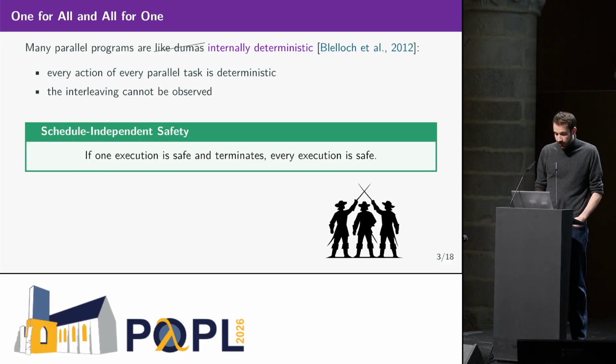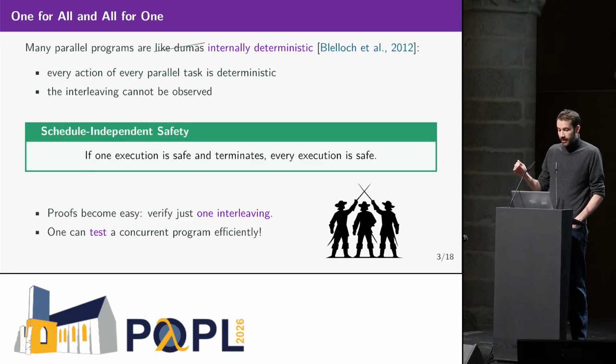And this property is very cool because it means that proofs become very easy. You just have to verify that one interleaving is correct to deduce that they are all correct. And this is, of course, the Three Musketeers motto, one for all and all for one. It also means that you can test a concurrent program efficiently. You just run the program once, and if it terminates, you know that every other interleaving will also be correct.